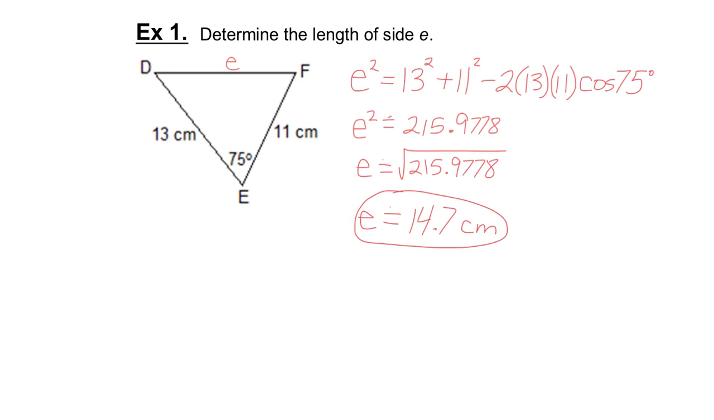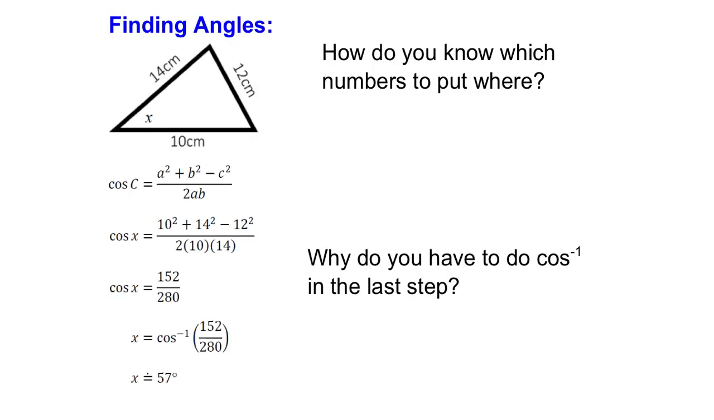So this is a good example of how to use the cosine law to find the missing side length in a triangle. Now let's talk about finding angles. Here's an example. I know all three sides, and you need to know all three sides in order to find a missing angle. If I knew the two other angles, I would just have to subtract from 180, but because I don't know the other two angles, I have to use the cosine law here.